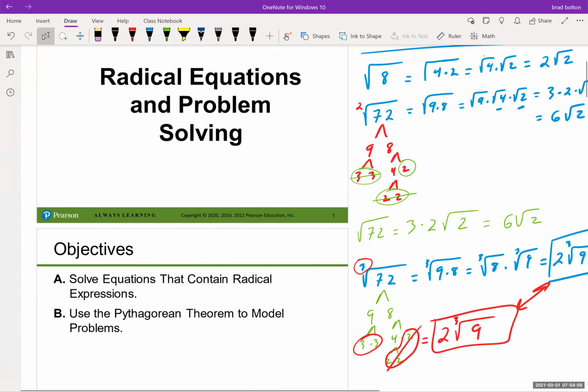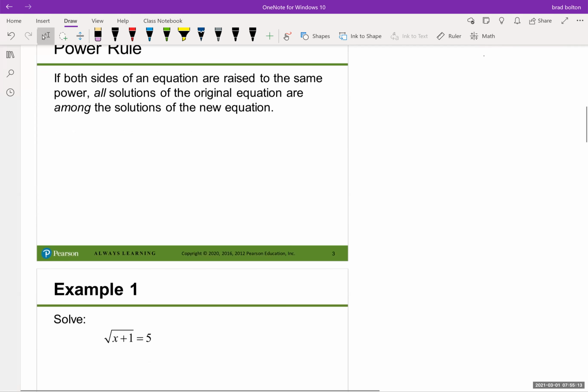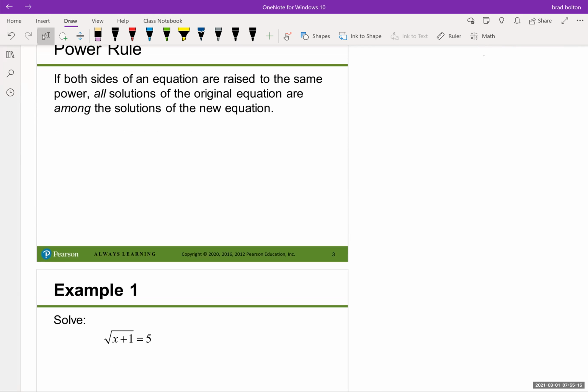Okay, so let's go over here. We'll be solving equations that contain radical expressions, and then at the end we'll use the Pythagorean theorem to model problems. The Pythagorean theorem is something you've probably seen before, and we're going to go over that a little bit at the end of the section. The power rule says if both sides of an equation are raised to the same power, all solutions of the original equation are among the solutions of the new equation.